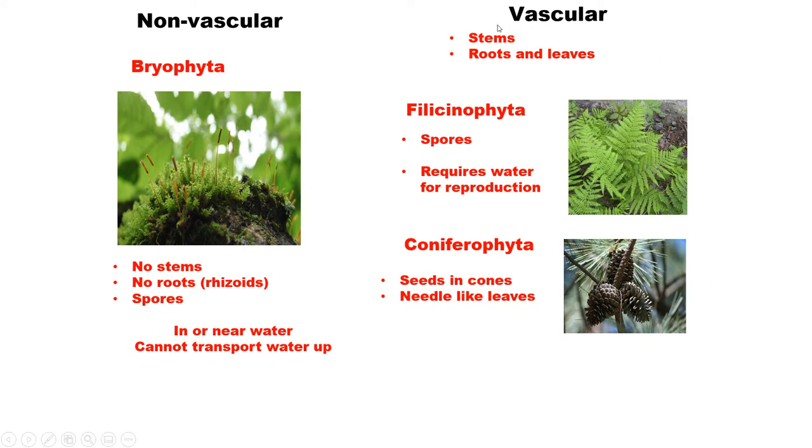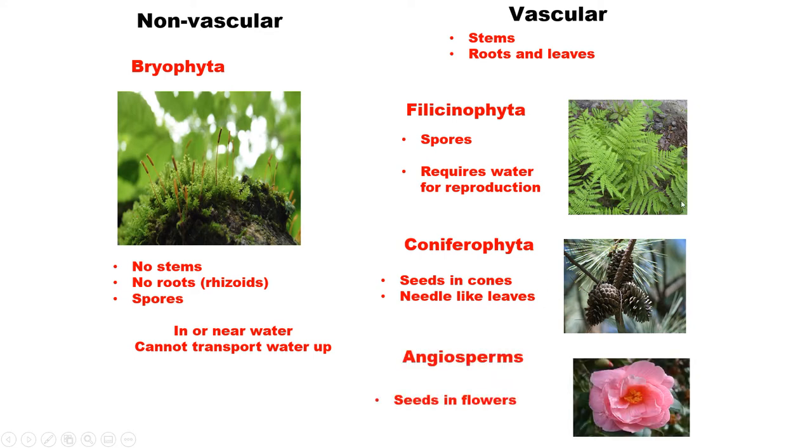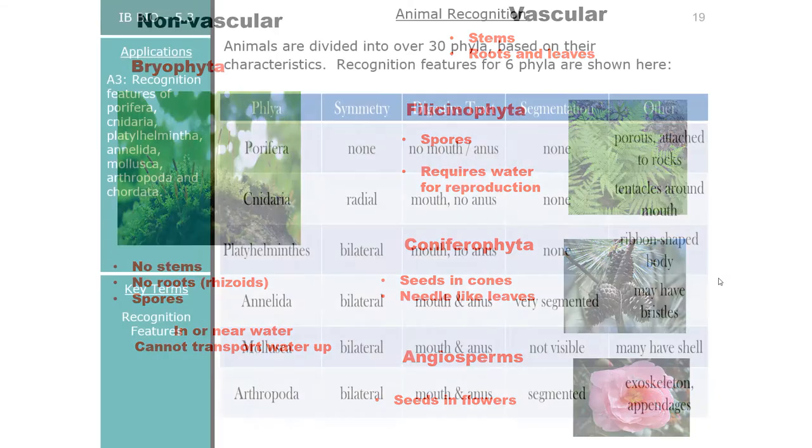So these are the plants that have the stems and the roots of the leaves. This is probably what you're more used to looking at. So they come in three flavors: the Phyllocinophyta, which are like the ferns. So just think F fern. They reproduce by spores, and you will only find them in watery environments because their gametes do need water to travel. After that, we have the Coniferophyta, which has the seeds in the cones and those needle-like leaves. And then the last vascular class, the largest one, is the Angiosperms, which has the seeded flowers.